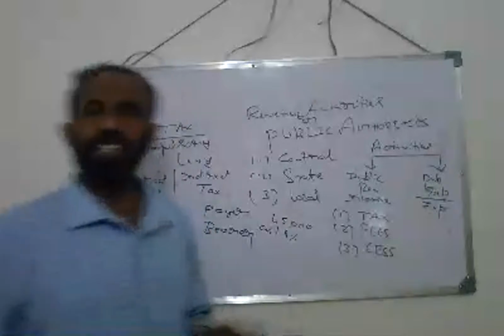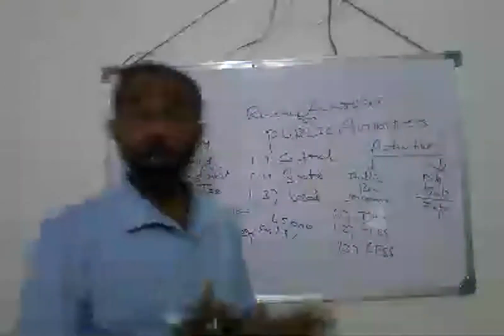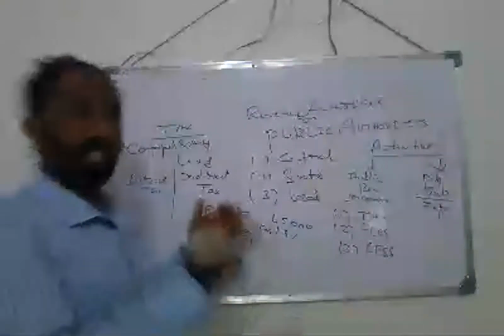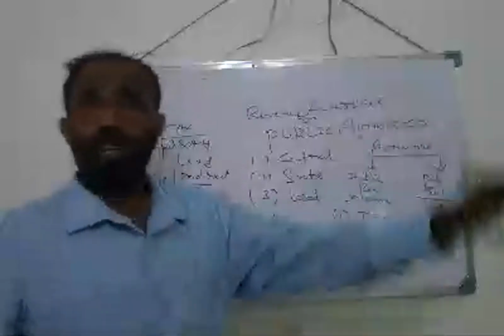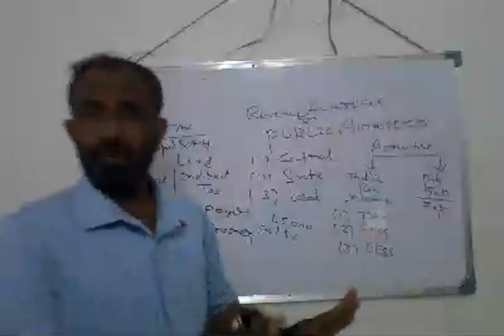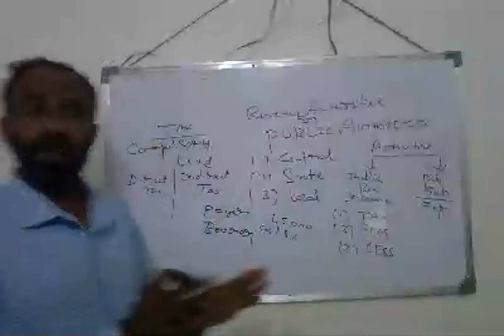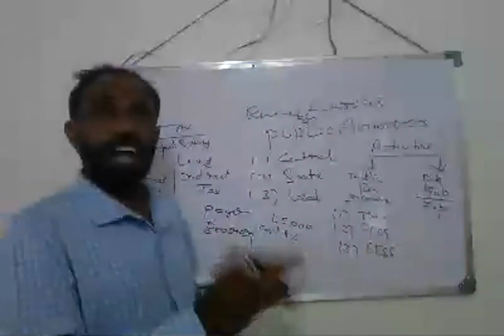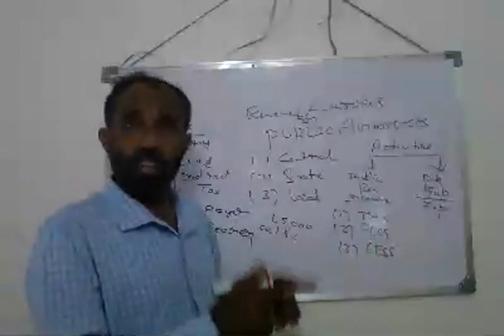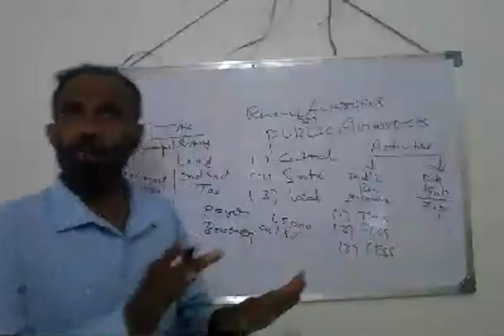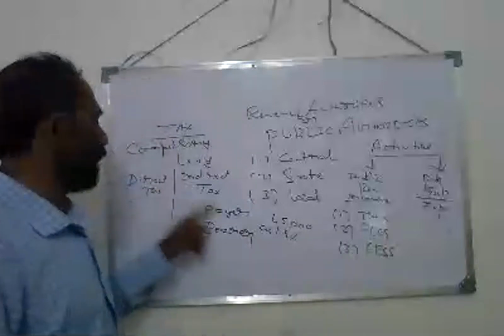He charges a GST of 18%. Remember, he collects GST from me and pays it to the government. He is the taxpayer. But is he the tax bearer? Does it cost him anything? The answer is no. Taxpayer and tax bearer, they are two different persons.